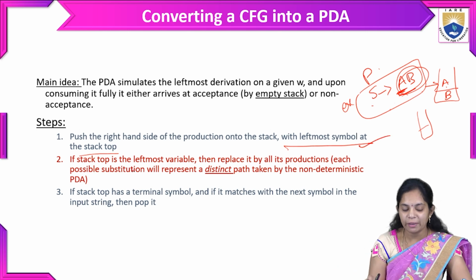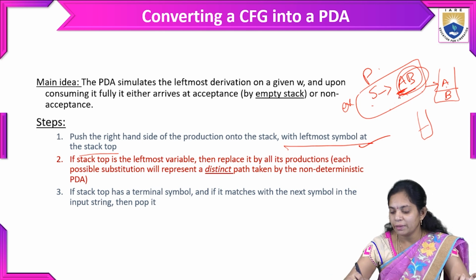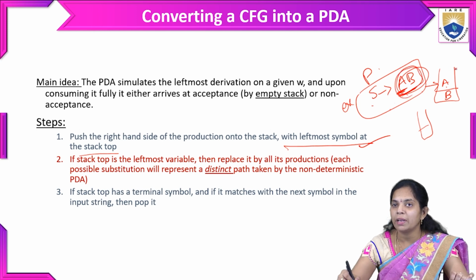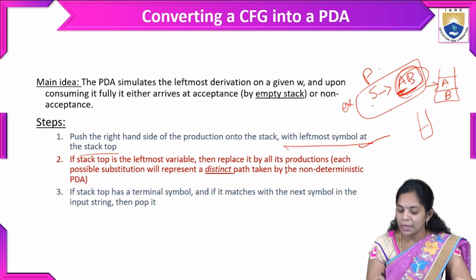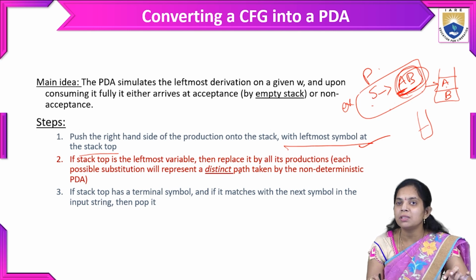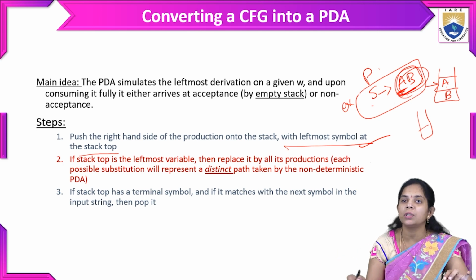And second step, if the stack top is the leftmost variable, then replace it by all its productions. So here if it is the leftmost variable, we have to place all the stack symbols. What are the leftmost symbols there? We have to place all the symbols on the top of the stack, and then replace all its productions. Possible substitutions will represent a distinct path taken by the non-deterministic PDA. So here, whatever non-terminals or terminals are there, we have to place the right hand side of the production rules on the top of the stack symbol. So this is the second step.